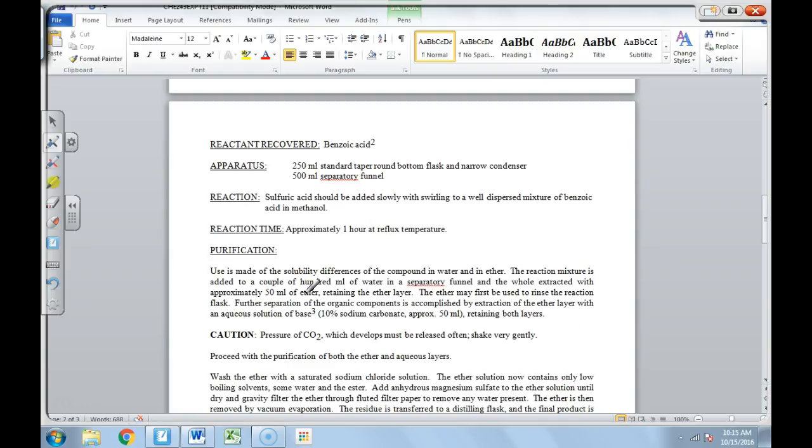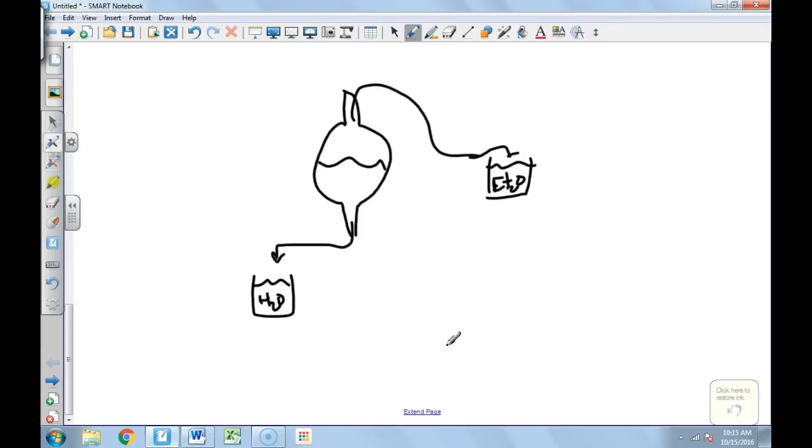Okay, here it says you're going to take the reaction mixture, add a couple hundred milliliters of water, and extract with 50 milliliters of ether, retaining the ether layer. You may want to use some more ether to rinse the reaction out of the flask. Now what this does is, in this water layer is now water soluble stuff, maybe some acid like the sulfuric acid, H2SO4, any sort of organic salts.